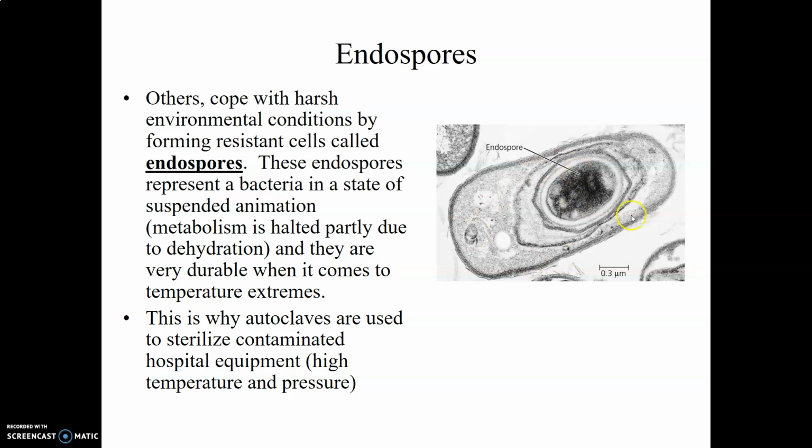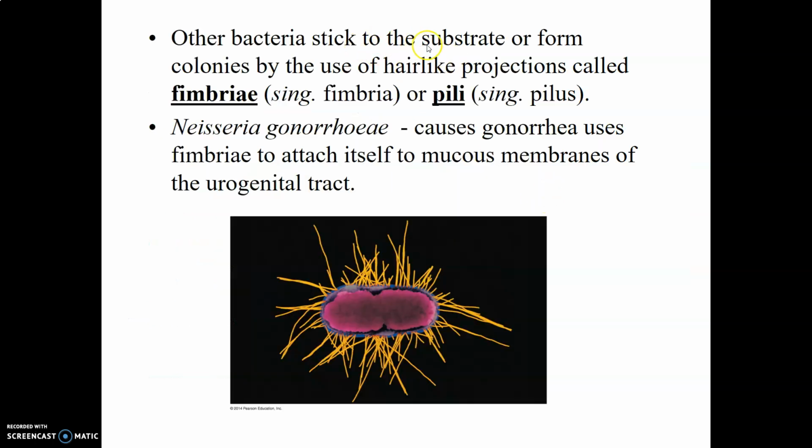And they can remain viable like this for many, many years, and they can withstand a host of environmental conditions. And this is one of the reasons why autoclaves are used to sterilize equipment. The high heat and high pressure not only can break down the cell walls, but also can break the endospores, killing the bacteria.